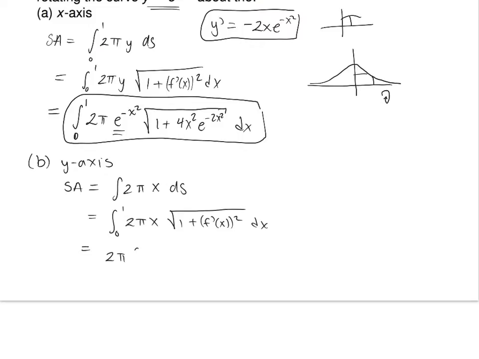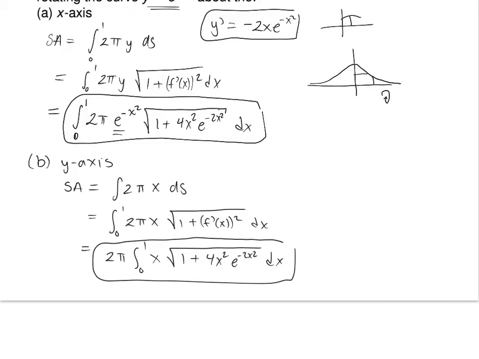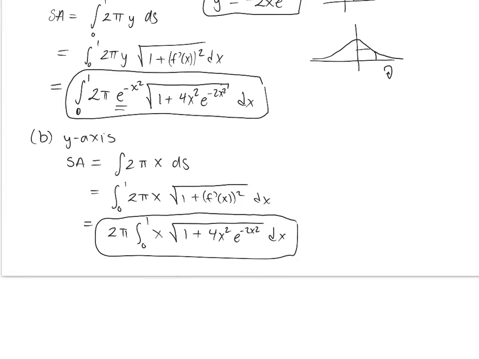So 2 pi integral 0 to 1 x root 1 plus 4x squared e to the negative 2x squared. And when would you absolutely have to? You never do, really. That's kind of the point, is you don't actually have to ever do it the other way.